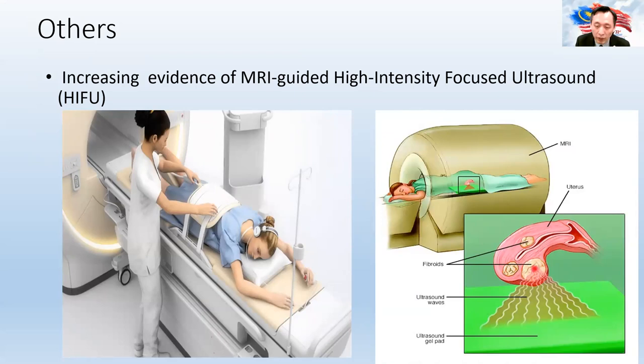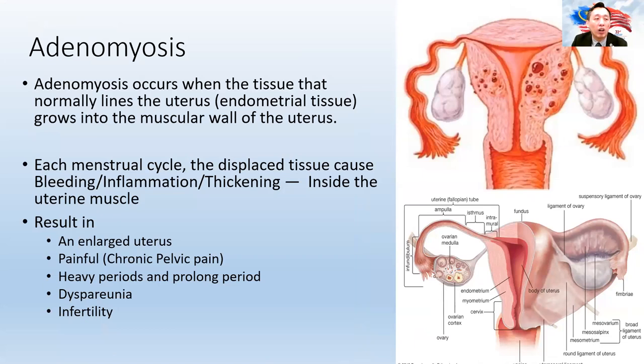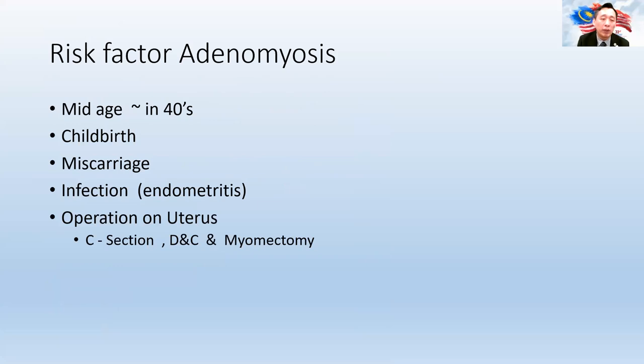So adenomyosis actually occurs when the tissue on the normal lining of the uterus, called endometrial tissue, grows into the muscle wall. During each menstrual cycle, the displaced tissue begins to bleed, become inflamed and thickened inside the uterine muscle, resulting in an enlarged uterus, painful period, heavy period, prolonged period, dyspareunia, which is pain during sexual intercourse, and infertility. Why does it cause infertility? Because the uterus is no longer receptive to implantation.